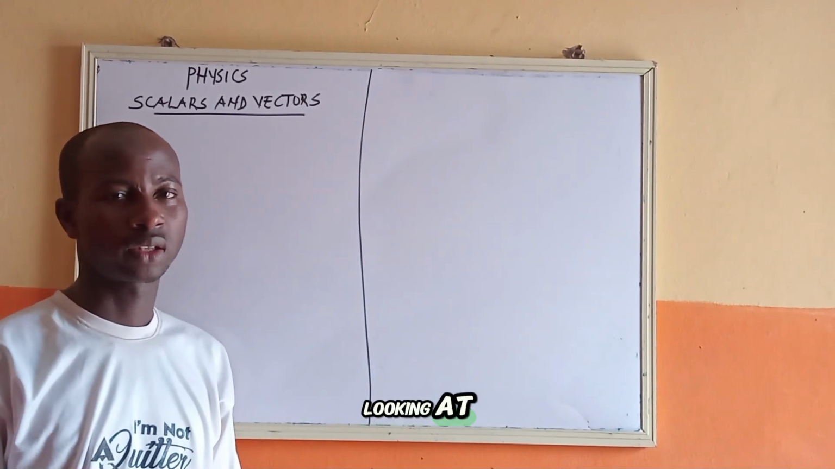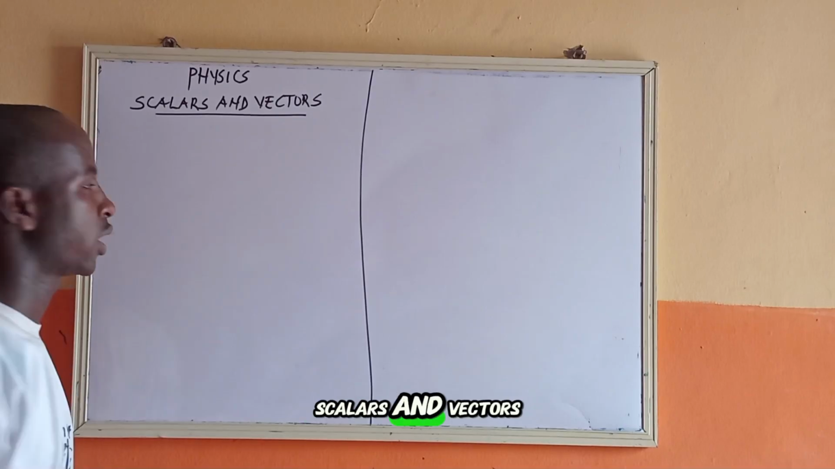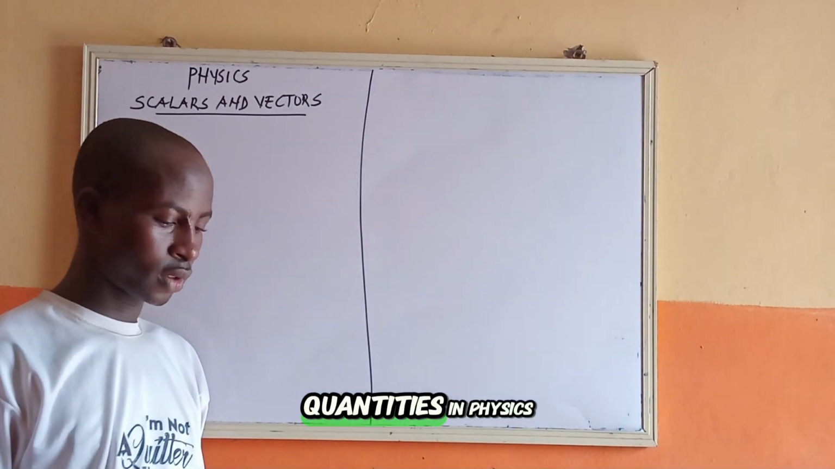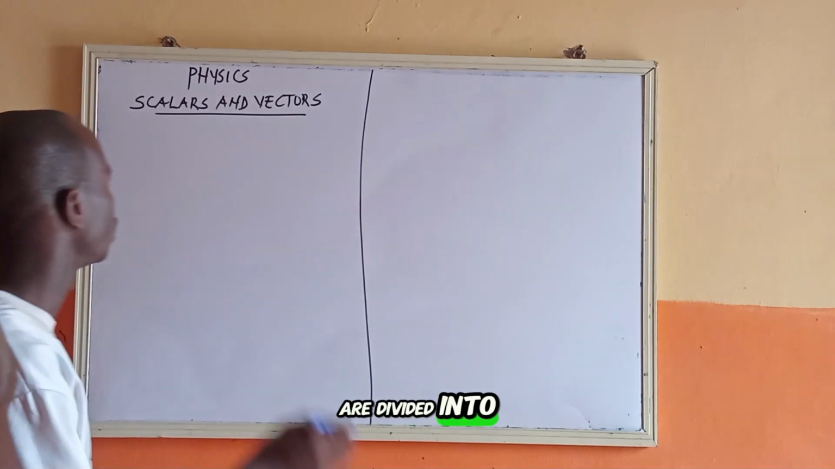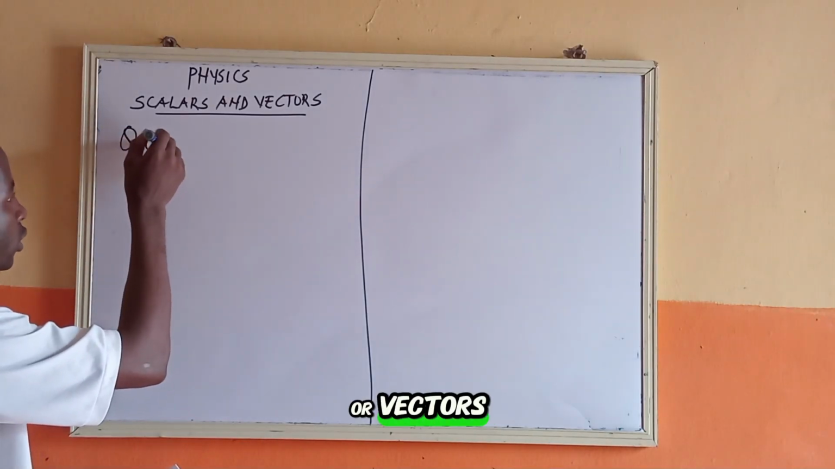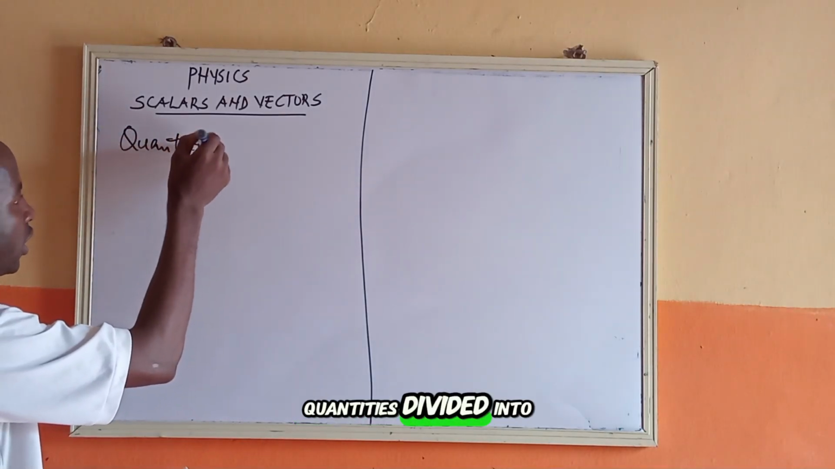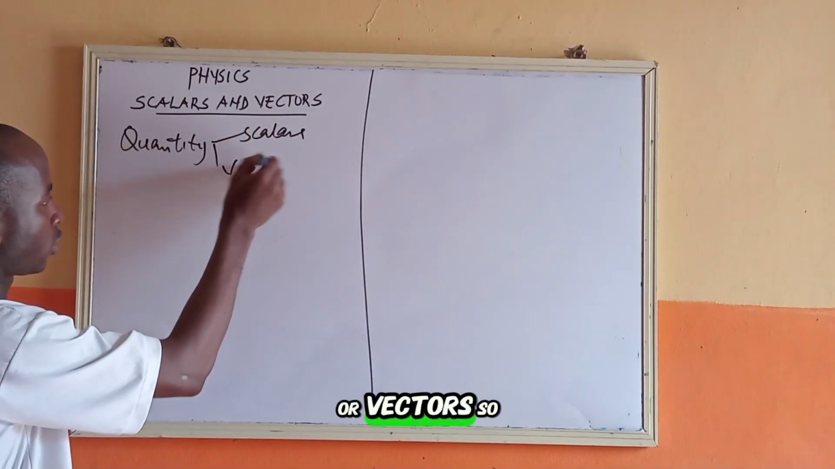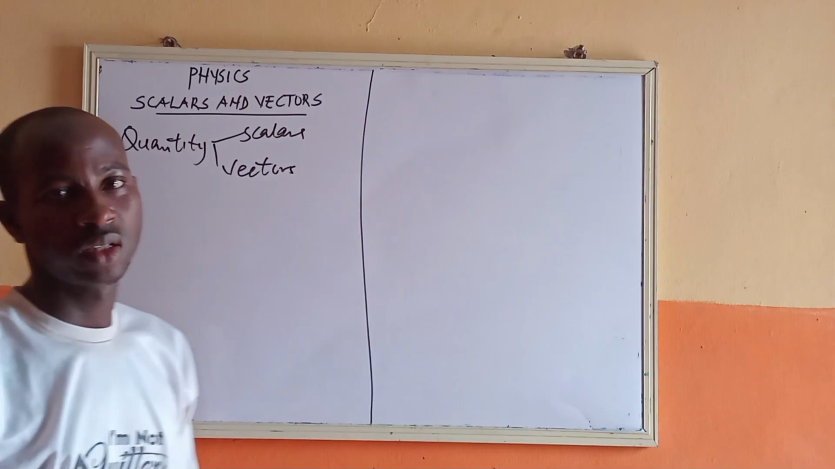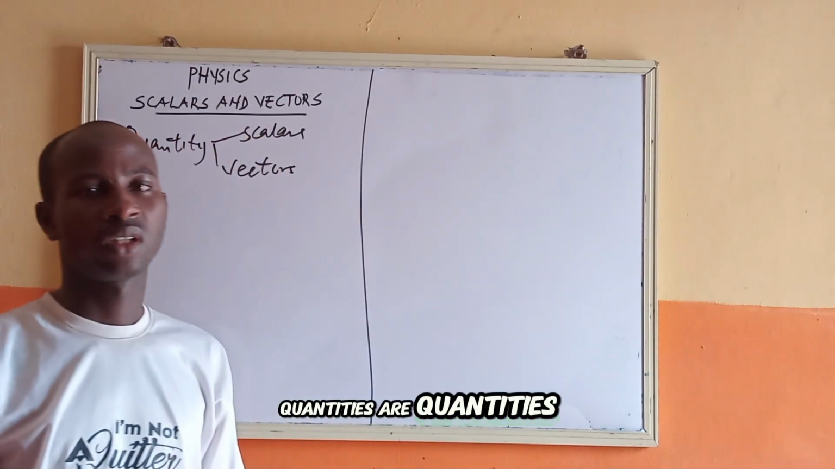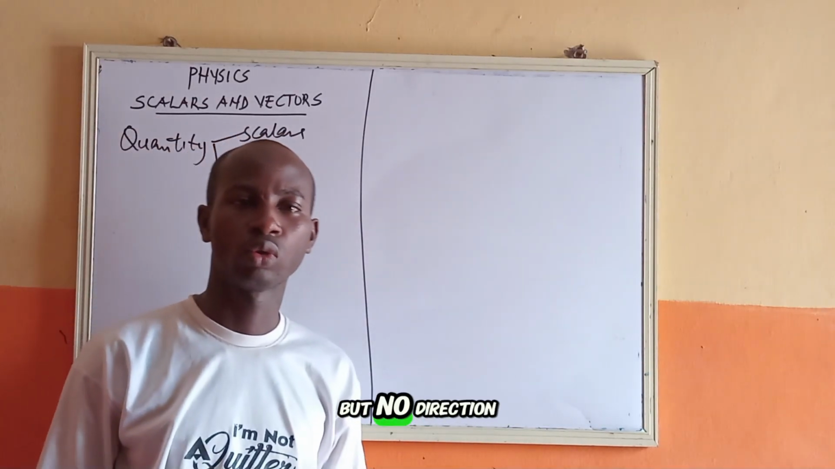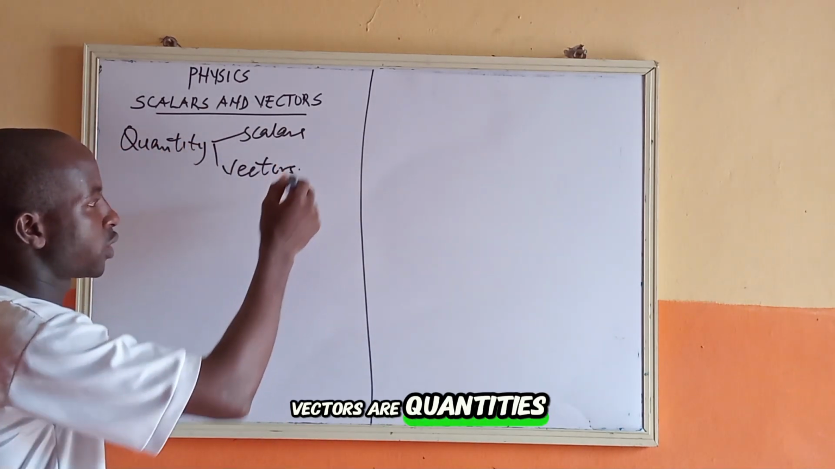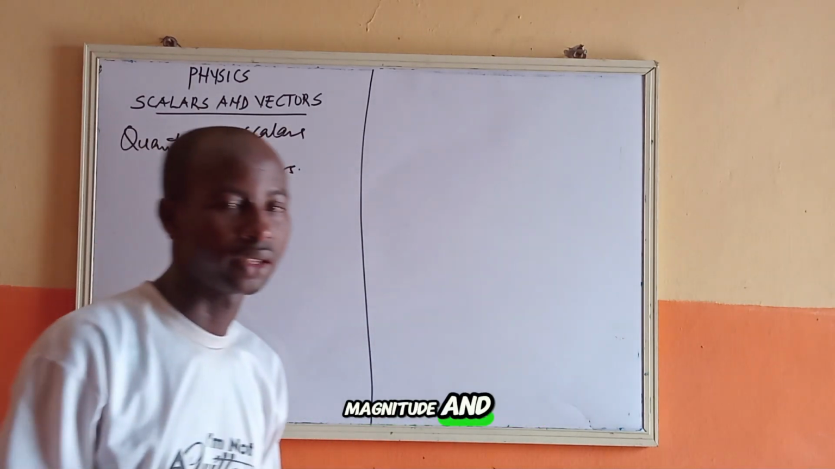Today we'll be looking at scalars and vectors quantities. Quantities in physics are divided into scalars or vectors. So when we say scalars, quantities are quantities that have only magnitude but no direction, while vectors are quantities that have both magnitude and direction.